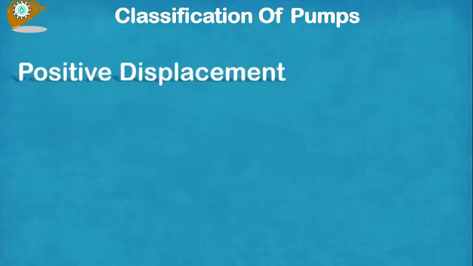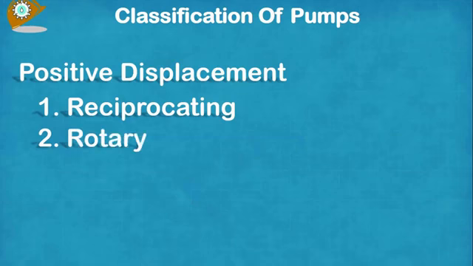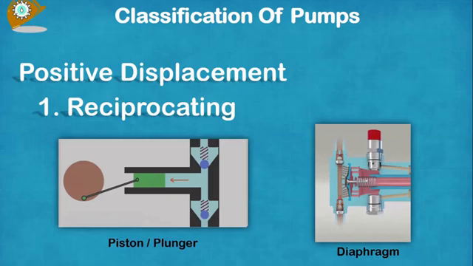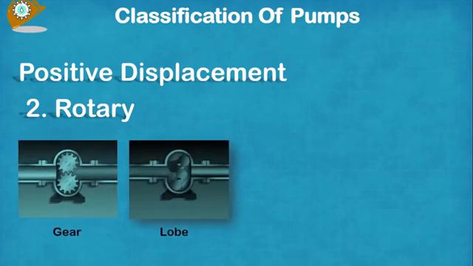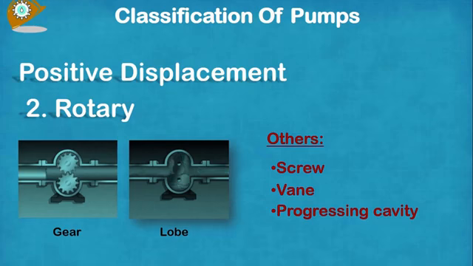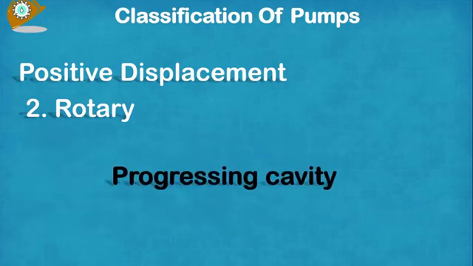Positive displacement pumps are divided into two broad classifications: reciprocating and rotary pumps. For reciprocating pumps, the reciprocating action of the pump causes a plunger or piston or diaphragm to move back and forward, which in turn causes the liquid to flow into and out of the pump. For rotary pumps, liquid is drawn into the suction nozzle through a set of gear and lobe. Here you can see an animation of how the liquid is pushed out through the discharge nozzle. Other used rotary pump types are screw, vane, and progressing cavity. In this video, we will discuss the progressive cavity pump.